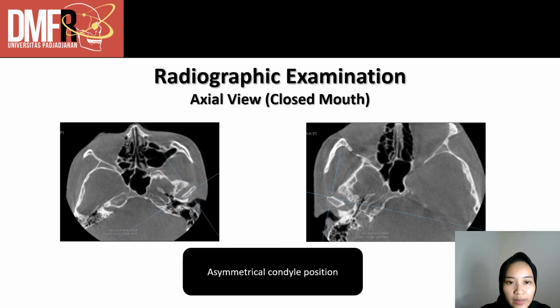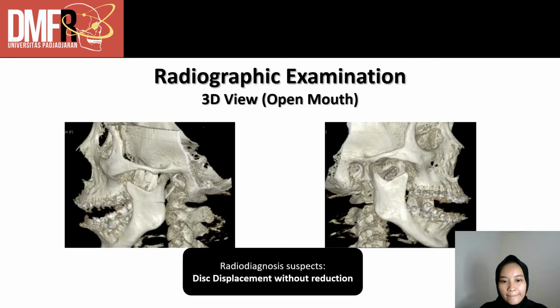On radiographic examination from axial view in closed mouth position, we can see that the position of the TMJ looks asymmetrical. In the image on the left, when we focus on the left TMJ, we can see the image of the condyle head from the right TMJ as well. When we check the position of the right condyle, we can then see the position of the left condyle. It can be believed that there is an asymmetry of the condyle position. So, based on clinical and radiographic examination, we diagnose this case as displacement without reduction.